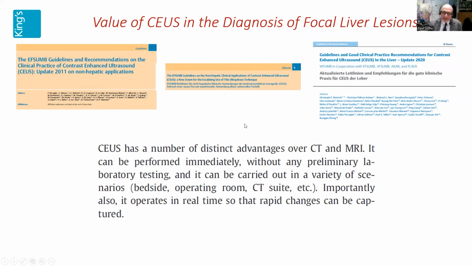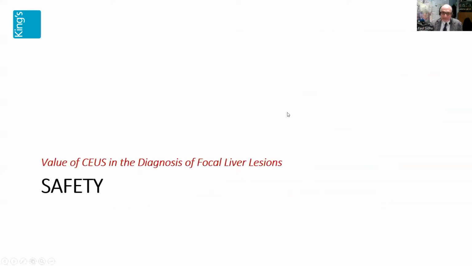And so this is the advantage that ultrasound has over many other modalities, in that there is no ionizing radiation, there's no contrast reactions, there are no adverse events that occur with the kidneys, and also it is relatively inexpensive.